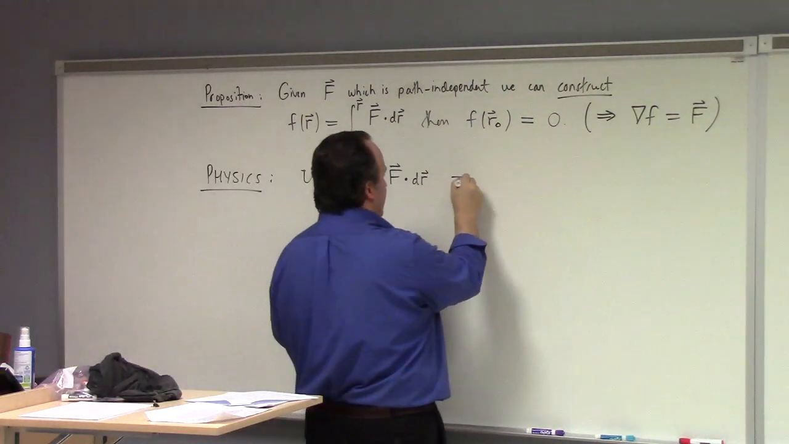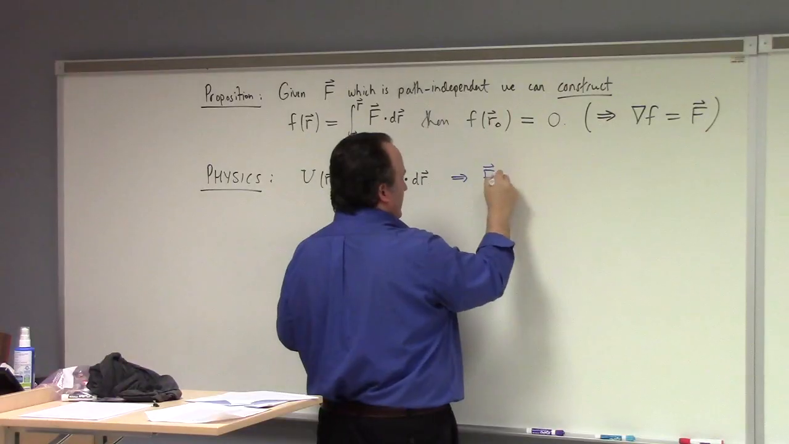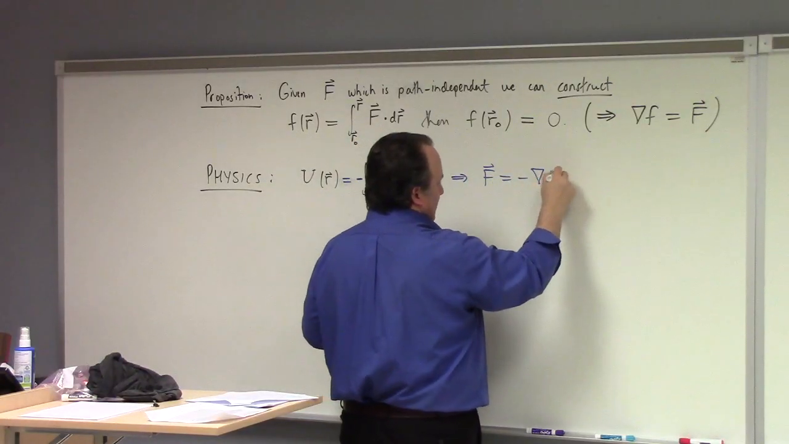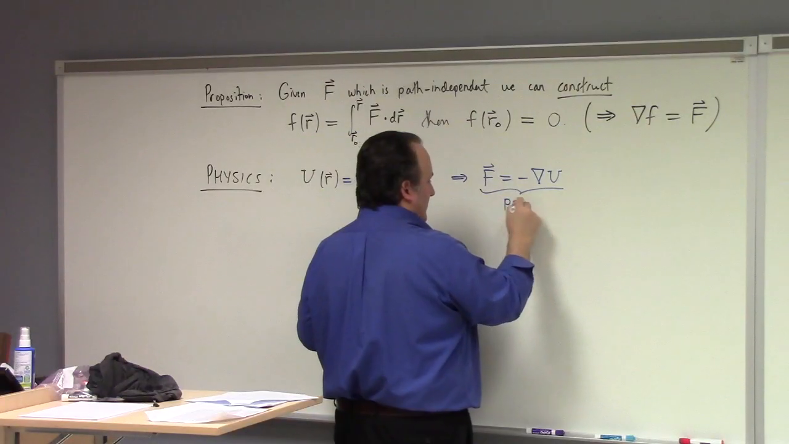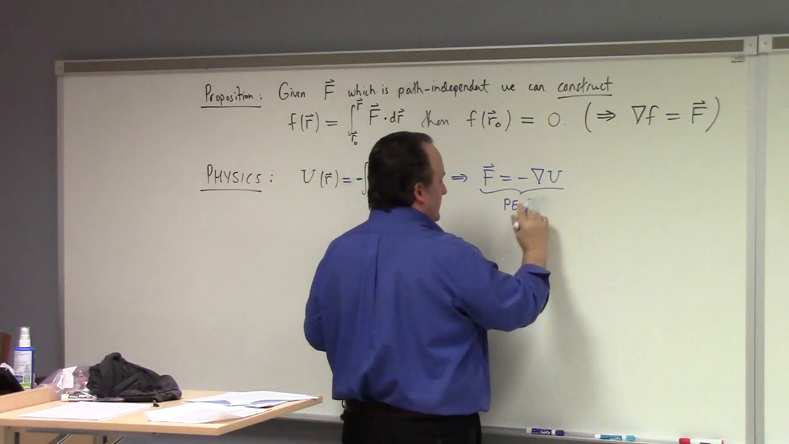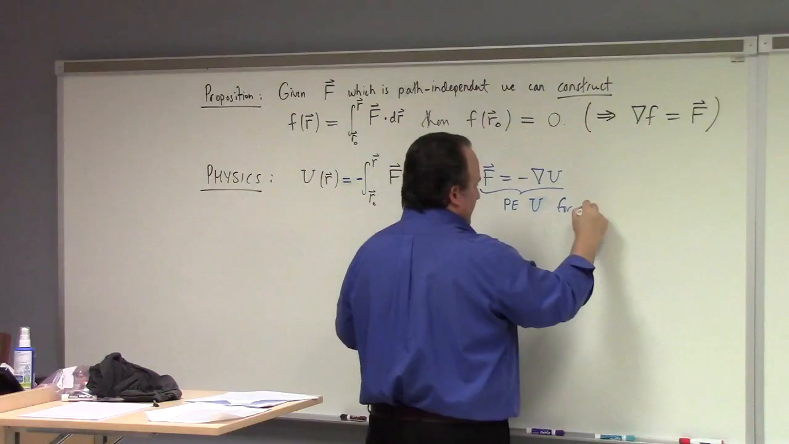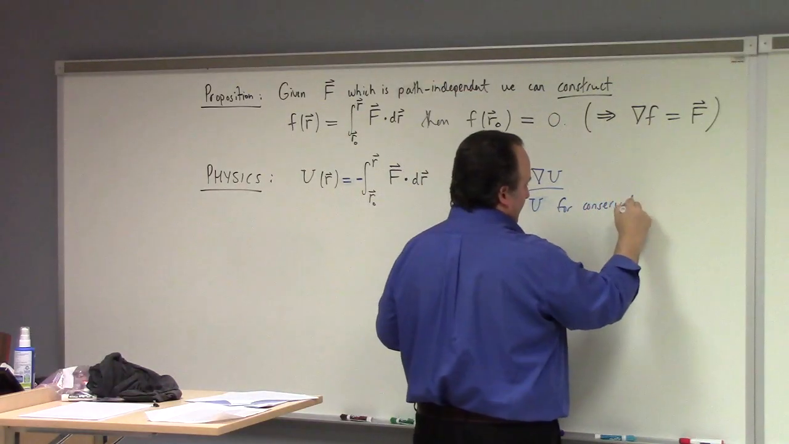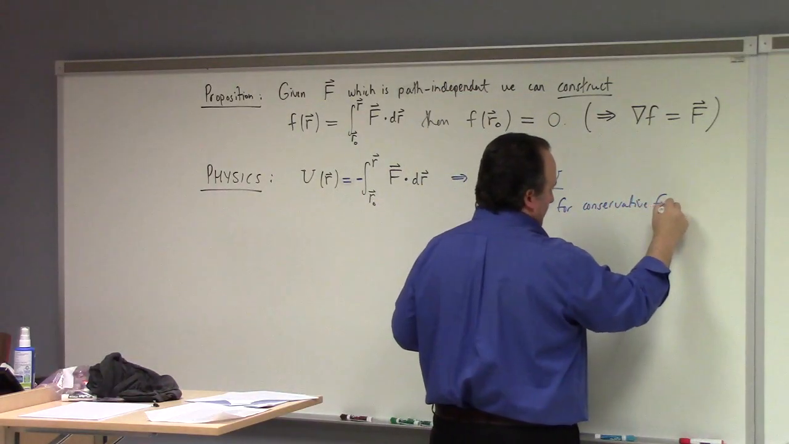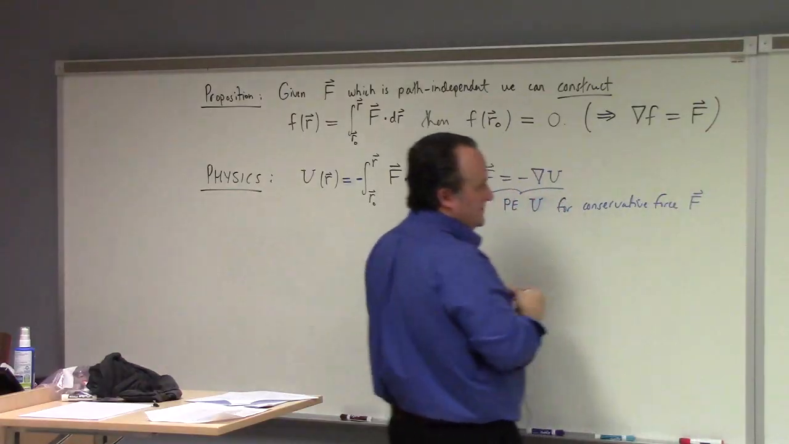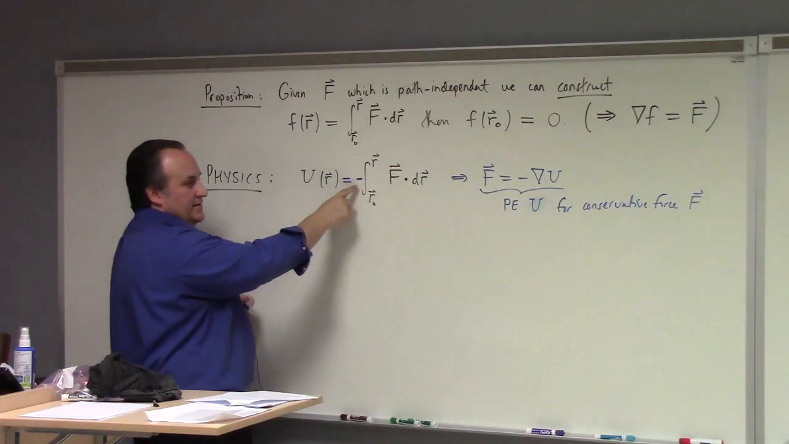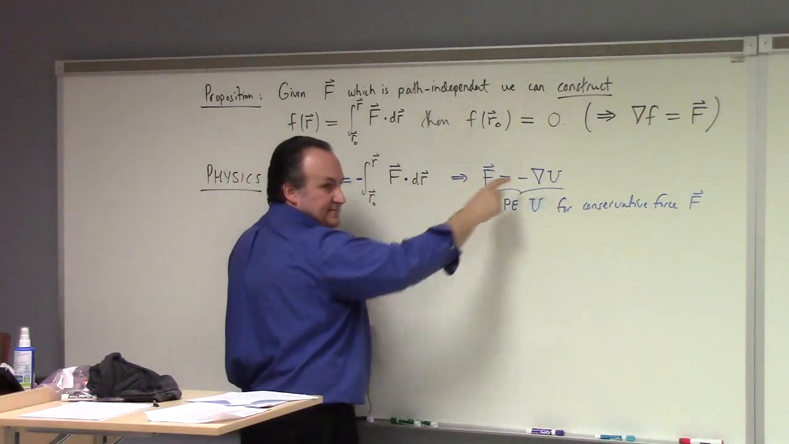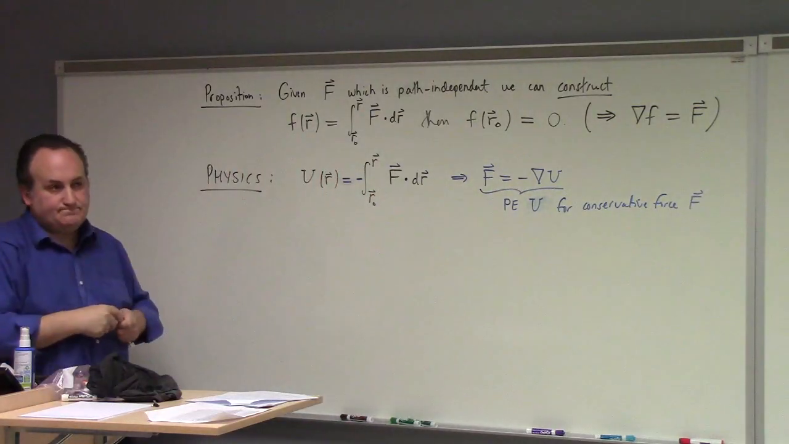Then if we do that, that implies that the force is minus the gradient of the potential energy. So this is how potential energy U for a conservative force F works. That's how that goes. But we need the minus here in order to get that minus over there.